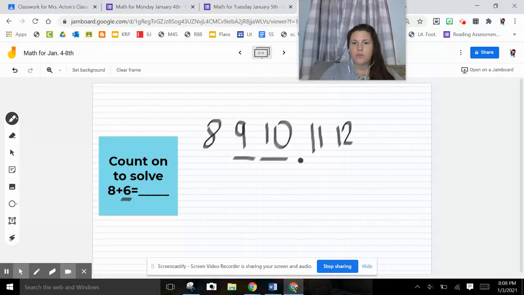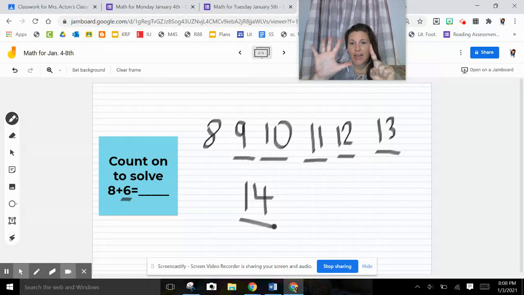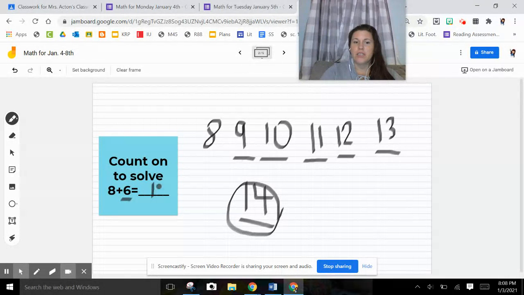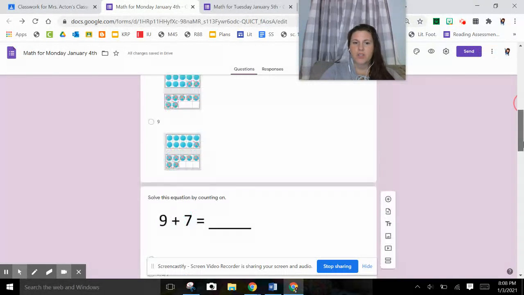1, 2, 3, 4. Nope, not yet. So my next number is 13. Then 14. Let's check and see. 1, 2, 3, 4, 5, 6. I counted up 6 spaces. So I counted on from the number 8 six times, and I ended on the number 14, which means that 14 is my answer.